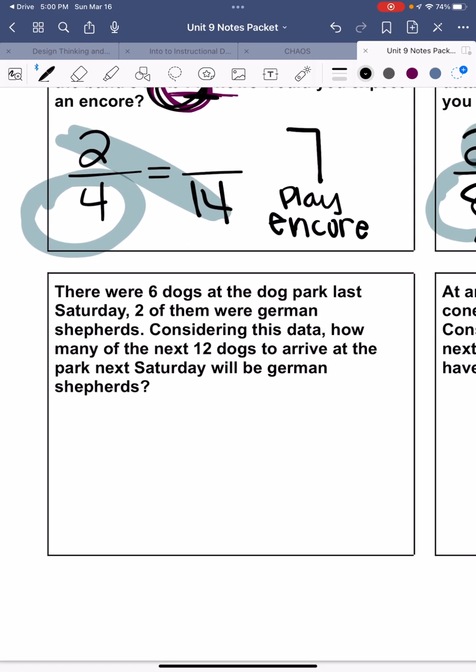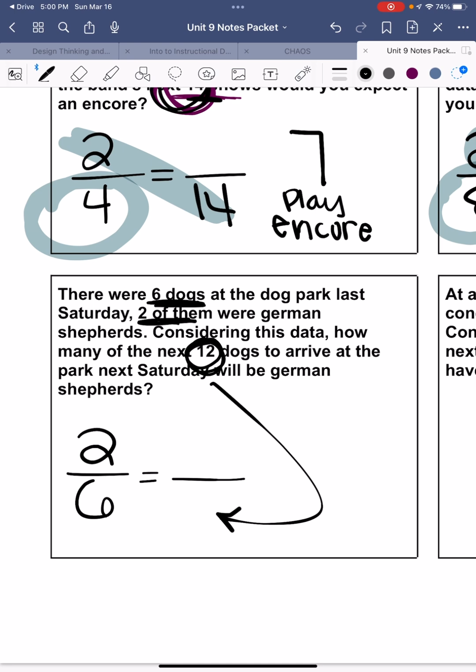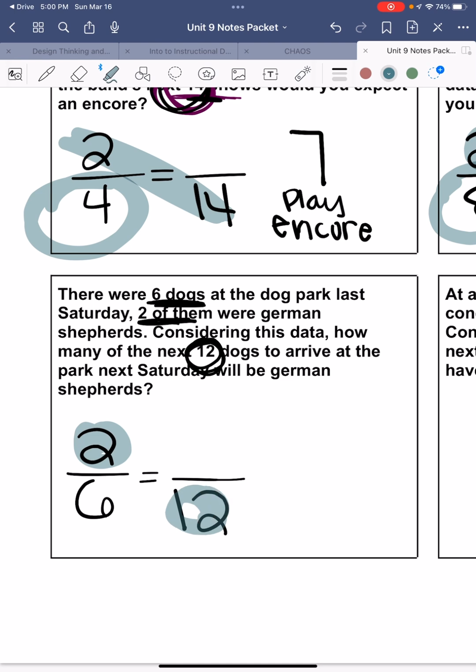All right. Now we've got some dogs at the dog park. So there were 6 dogs. 2 were German Shepherds. Now that we know this, how many do we think will be German Shepherds out of the next 12? So 2 of them were German Shepherds out of the 6 total, but they want to know about 12. 2 times 12 is 24, and 24 divided by 6 is 4. So we would expect 4 to be German Shepherds.